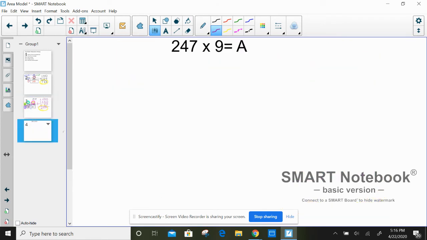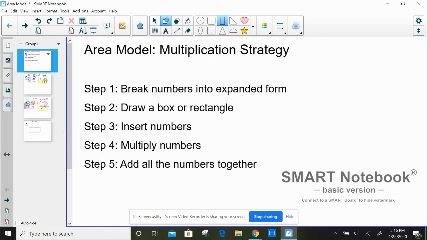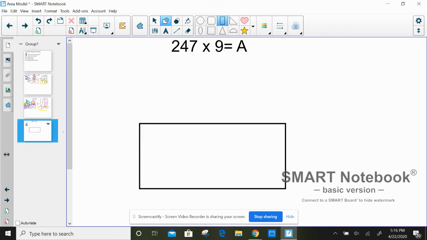Okay? Now I've shown you this strategy with a 2-digit by 1-digit number, with a 2-digit by 2-digit number, and I'm going to show you with a 3-digit by 1-digit number, okay? It's the last one I'm going to show you guys today. Now, for this one, we'll go back to our steps, break numbers into expanded form. In this case, it would really only need to be this one right here.